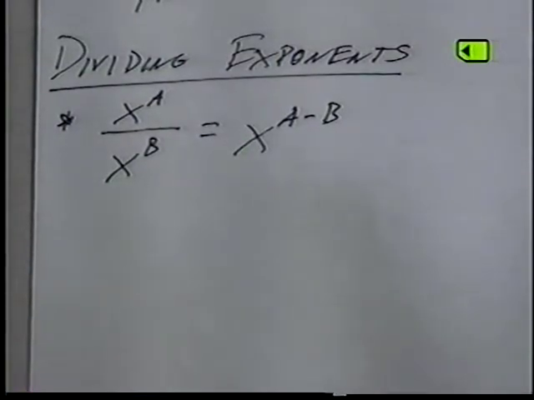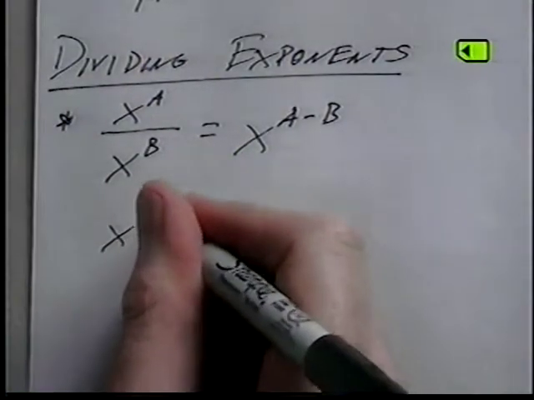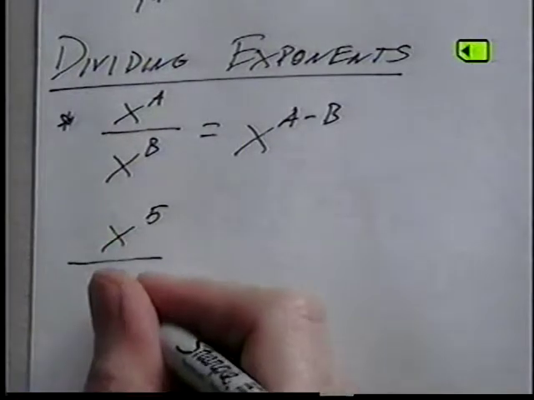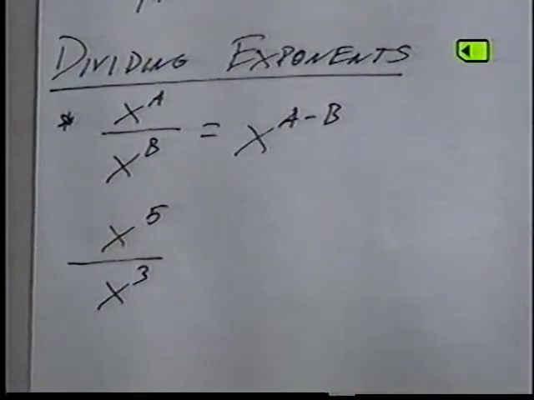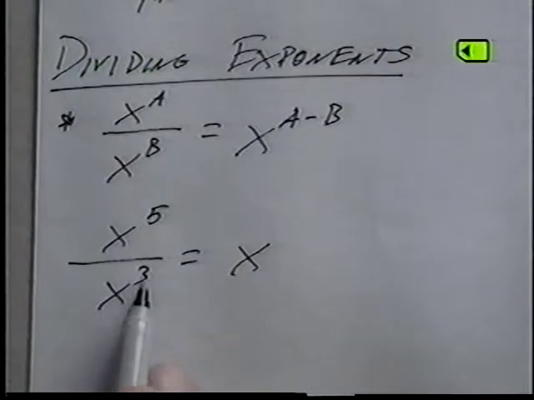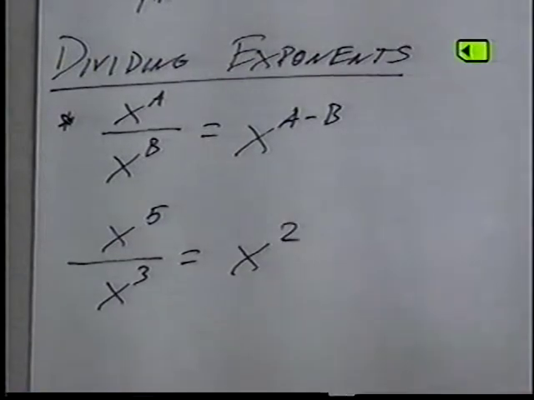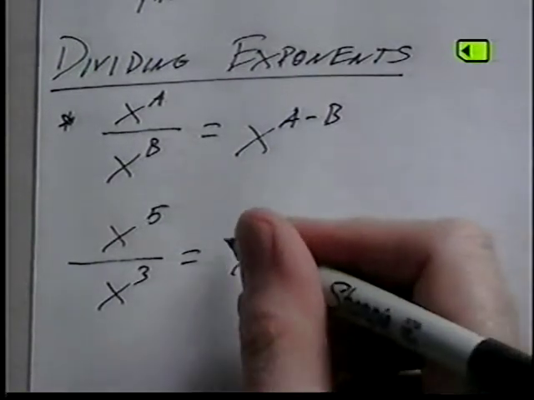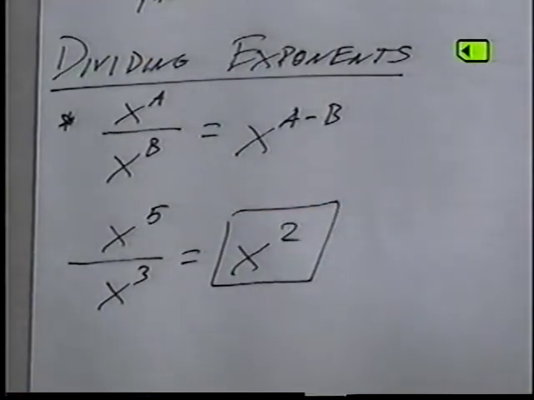First question, x to the fifth divided by x to the third, or x cubed. They have the same base, they're both x's, so your answer will have an x. And the exponents, when you're dividing, you'll subtract 5 minus 3. And the answer would be 2. Final answer, x squared, or x to the second power.